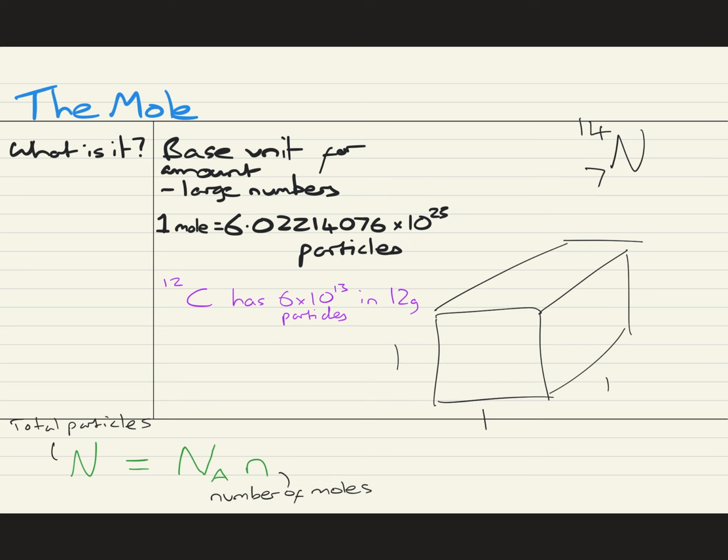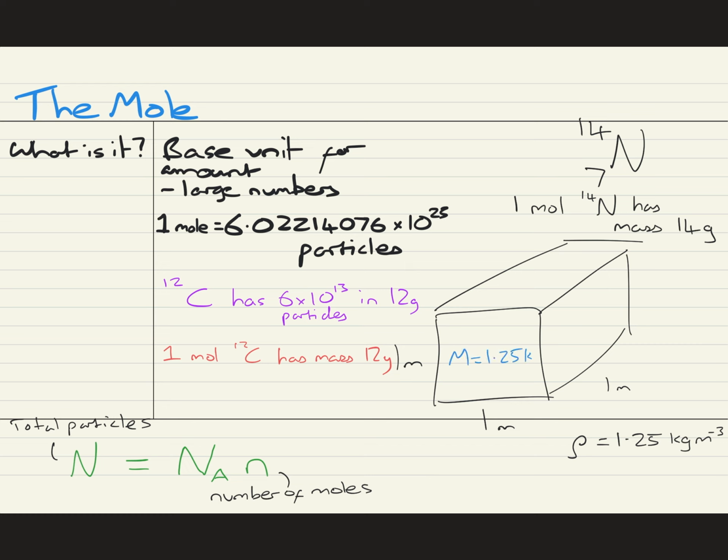1 mole of carbon-12 has a mass of 12 grams. Linking this up, we can also say that 1 mole of nitrogen-14 has a mass of 14 grams. In our problem, we know we have 1 meter cubed of nitrogen, and we know its density is 1.25 kilograms per meter cubed. I just looked that up. So the mass is 1.25 kilograms.